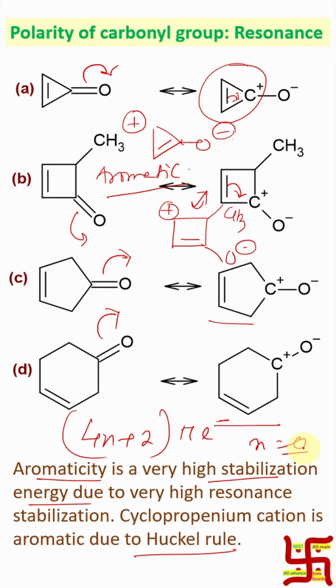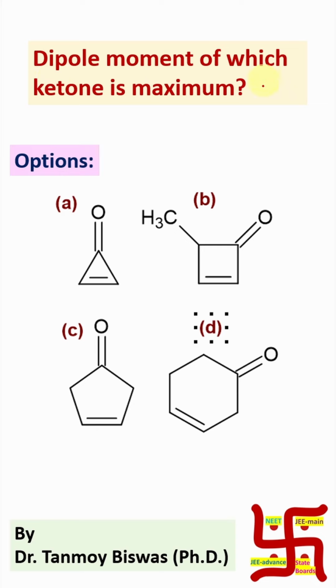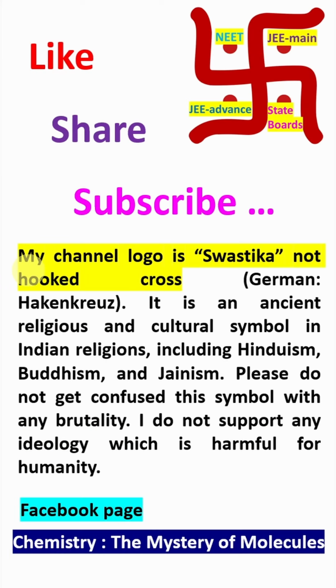By the way, I have already discussed this in a dedicated lecture. You may visit it for further learning. Dipole moment is maximum in which compound? Obviously here, because the charge separated form has stability, I mean aromaticity. So this is the overall discussion. Thanks for watching. See you in my next video. Bye.